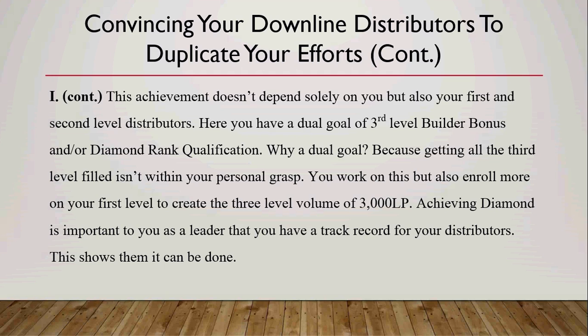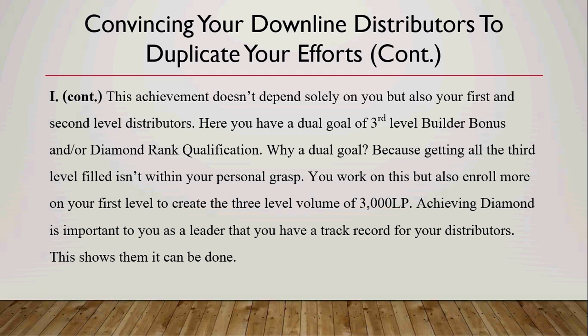But in the process, by doing so, just by synergy, you've also created that third level builder bonus. Okay, so you're achieving two goals at once because of the fact that by structuring this way and building this way, you're creating a structure that will naturally create the type of volume needed to achieve Diamond. So, as we say, you're killing two birds with one stone.